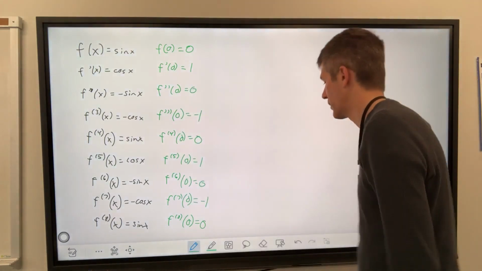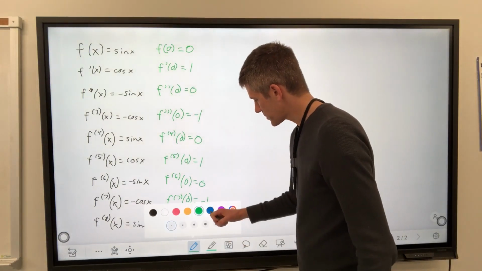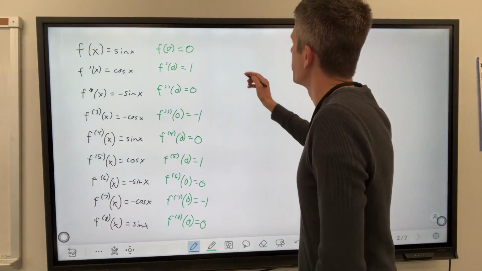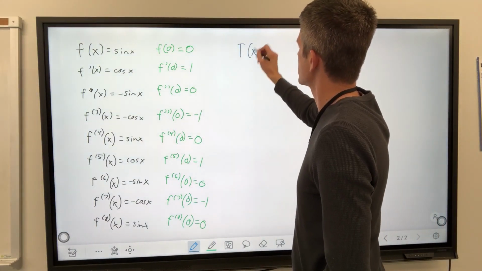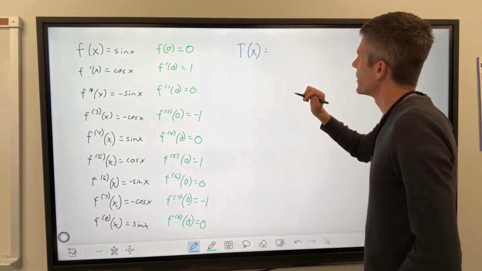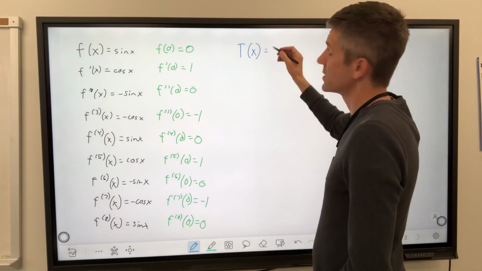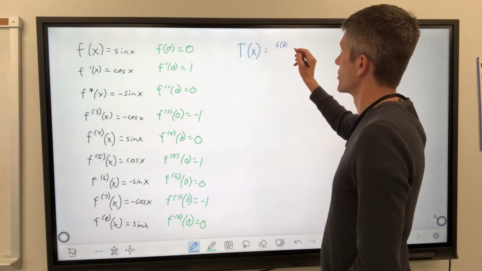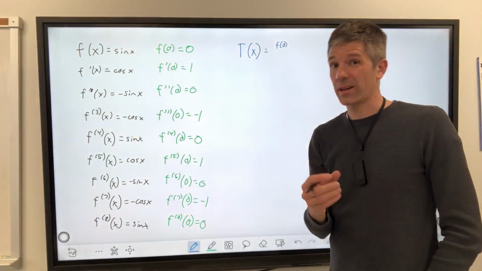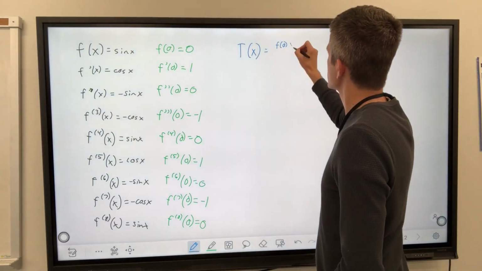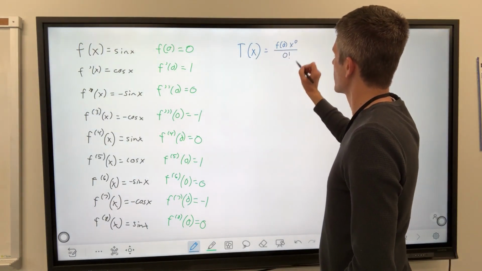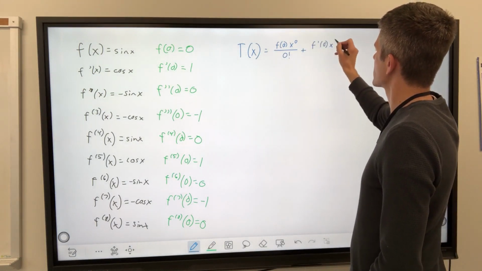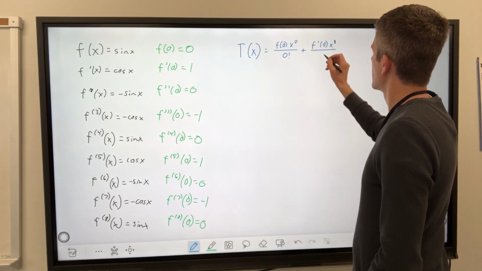All right, so let's keep going. A Maclaurin polynomial is this, and I'm just going to start writing. I'm going to call it T of x because it's a Taylor polynomial centered at 0. This is going to look very familiar. You've seen this. So this would be f of 0, the 0th derivative at 0 because it's a Maclaurin polynomial, x to the 0 over 0 factorial, plus f prime of 0, x to the 1 over 1 factorial.